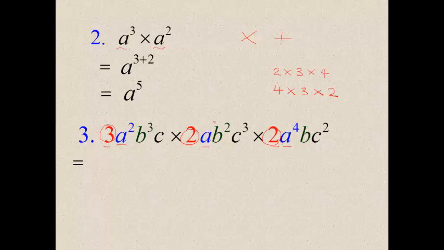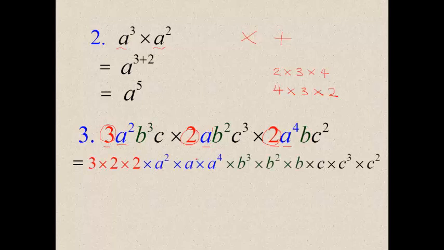There's an index of 2. There's nothing written on the top here, but you know this is an index of 1. So it's going to be 2 plus 1 plus 4. And ultimately, guys, this is what your answer is going to be. Let's have a look at it. It's 3 times 2 times 2. Look at the a's: a squared, a, a to the 4. I brought all my a's together. Look at the b's: b cubed, b squared, b. All the b's are together. And likewise, all the c's are together.